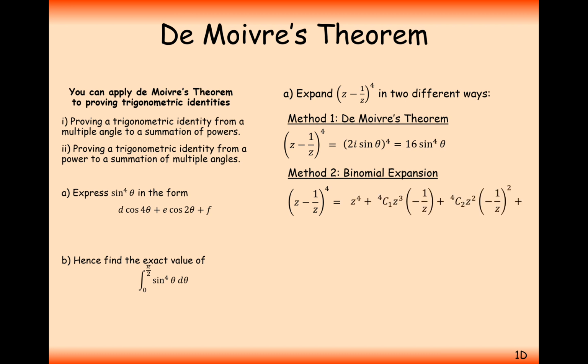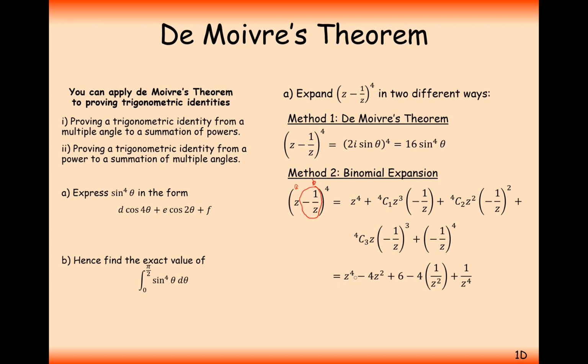So it's going to be z to the 4 plus 4 choose 1 z cubed. And then remember that this whole part here is representing the b term. This first bit is the a term. So the negative symbol has to go into the b term, minus where the 1 over z is. Same for the minus 1 over z squared, the minus 1 over z cubed, and minus 1 over z to the power 4.